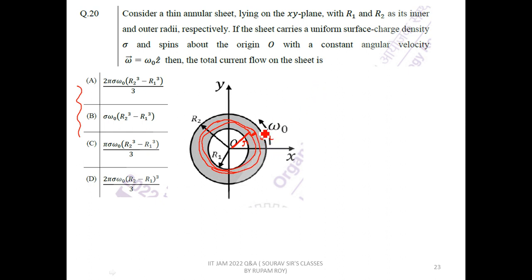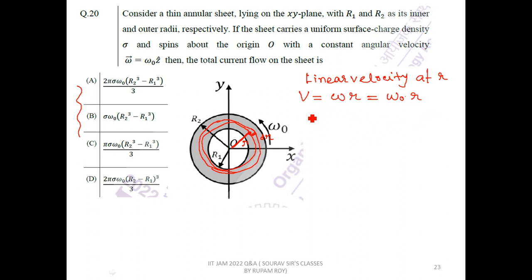Okay, so at this point the linear velocity v at r is v equal to omega into r. Omega is the angular velocity which is constant, that is omega 0 into r. Here r is the distance from the center. So linear velocity v equals omega 0 r.